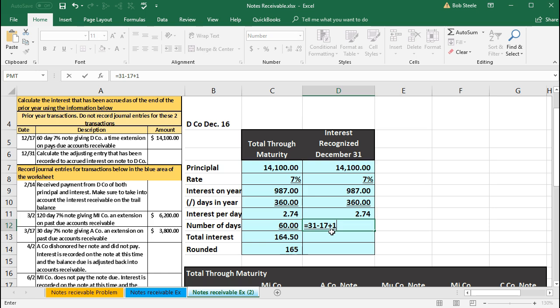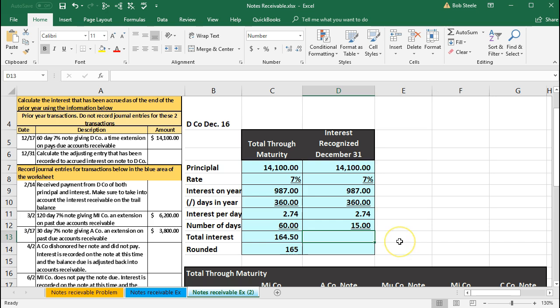And if you're looking at a problem that breaks it down to a day or so, that's probably going to be where the difference may be. If you're off by a little bit, then it may be that you're not including or are including that day, and you want to be careful with that. That could be where the difference is.